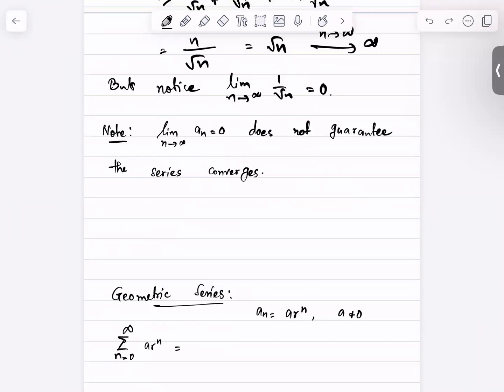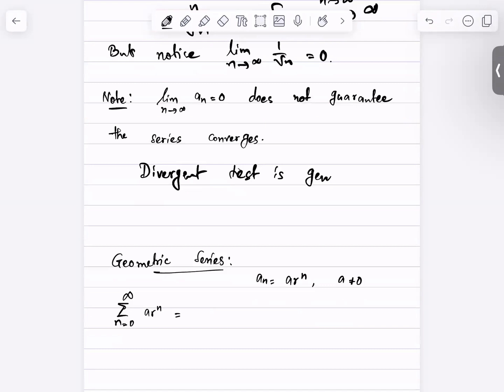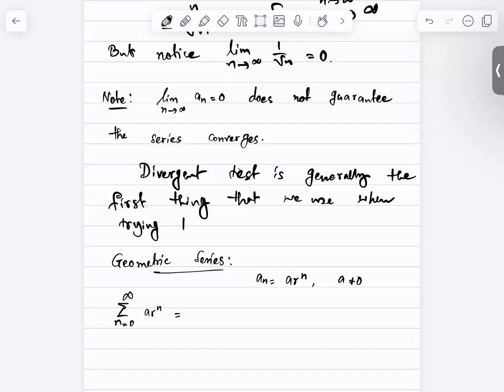And the divergence test is generally the first thing that we use when trying to determine whether a series converges.